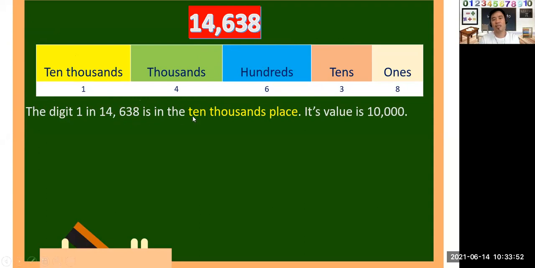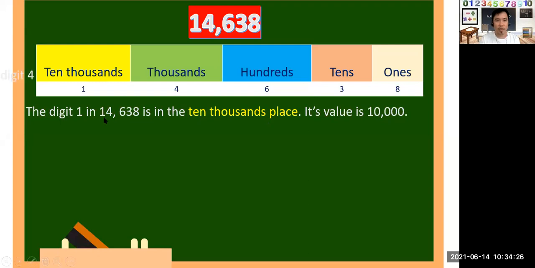Now here, let's try to say that the digit one in 14,638 is in the 10,000th place. Don't forget, you will write later on the place value, so you must know how to spell the word 10,000. Okay, again, the digit one in 14,638 is in the 10,000th place, and its value is 10,000. So this number one here, the value of this number is 10,000.